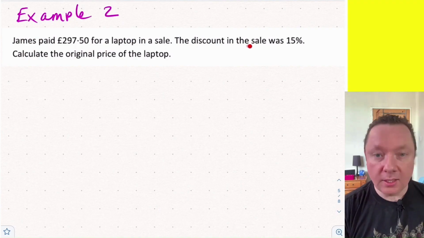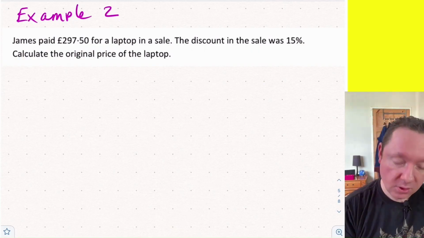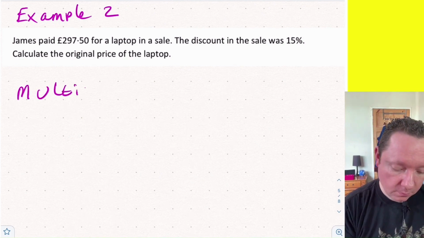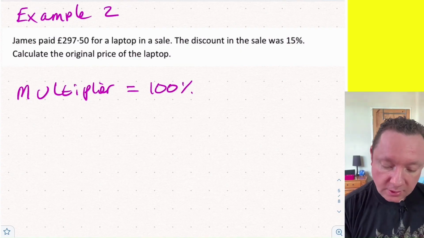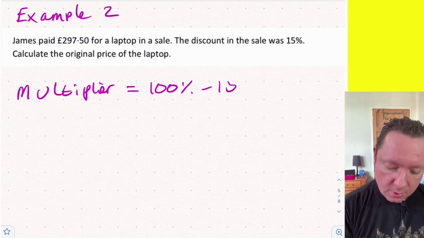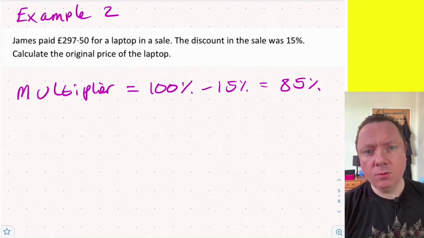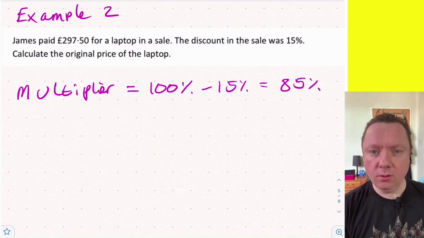The discount in the sale was 15%. Calculate the original price of the laptop. Start it in the same way. Multiplier. So we've got 100%. Discount in sales, sales went down, minus 15% is 85%. Not always taken away. If it had gone up in price, we would have added, but it's gone down, so we're taking away.